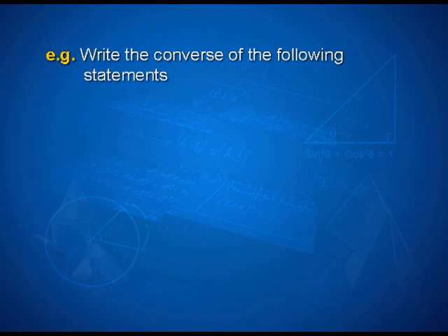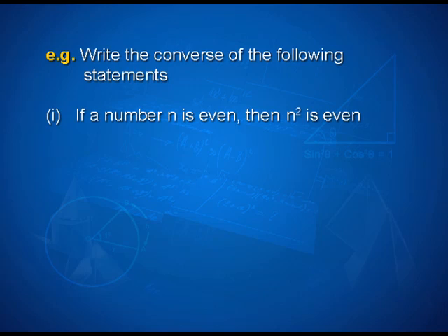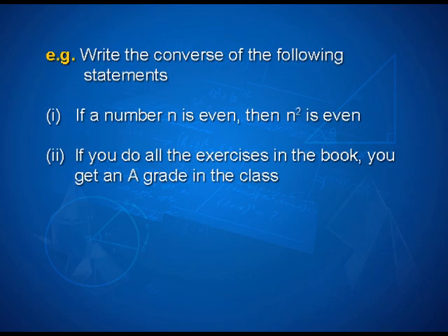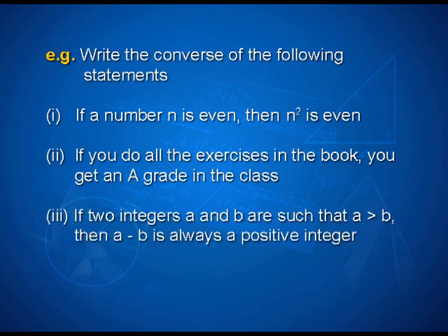Write the converse of the following statements. First, if a number n is even, then n square is even. Second, if you do all the exercises in the book, you get an A grade in the class. Third, if two integers a and b are such that a is greater than b, then a minus b is always a positive integer. Now, let us look into the solution.